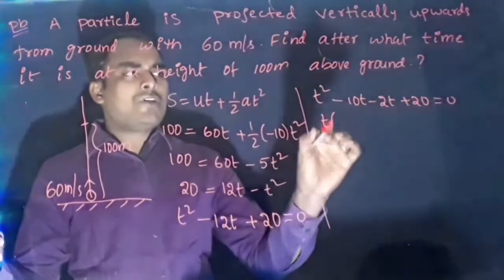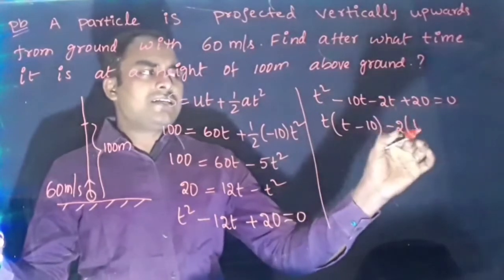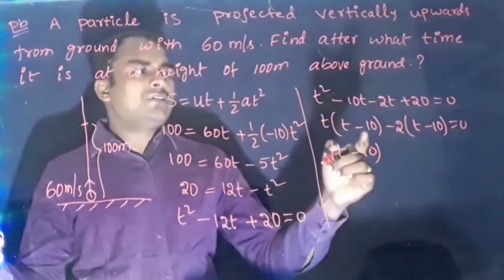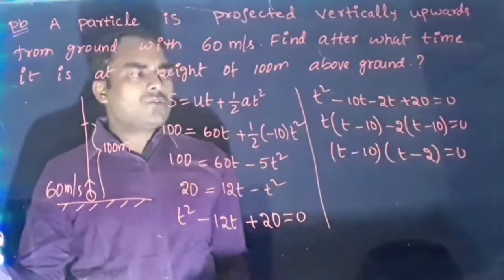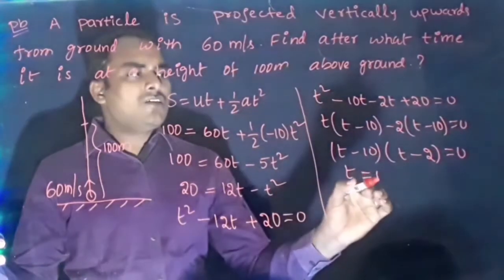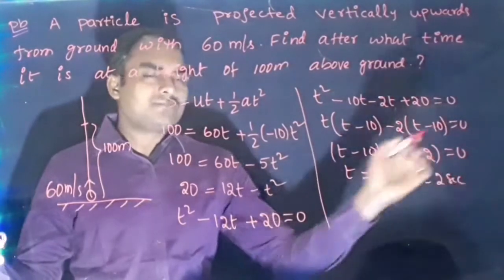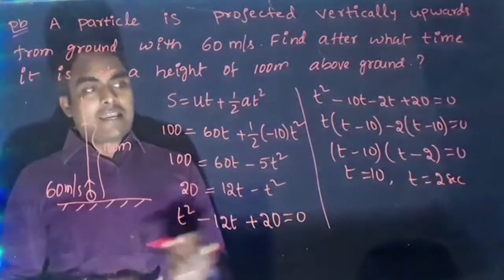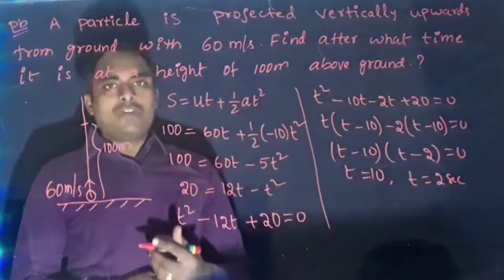Let us take t common. So t minus 10. Here let us take minus 2 common. Then t minus 10 equals 0. If you take t minus 10 common, here t is there, here minus 2 is there, equal to 0. So this should be 0 or this should be 0. So t minus 10 equals 0 means t is 10, or t is 2 seconds. So we got two positive roots. Both are possible roots, as time can be positive.